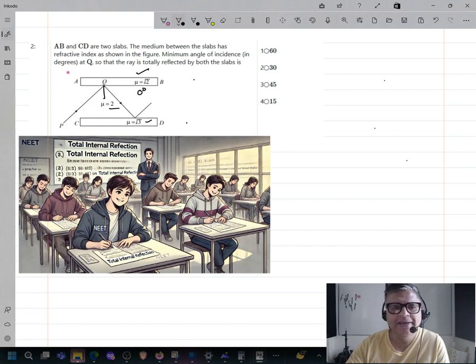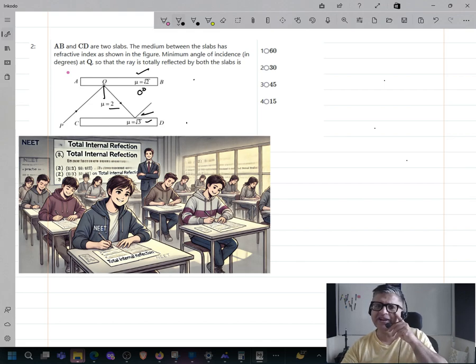So you can see the medium where the ray is has refractive index 2. The slab above is √2, less dense, and the slab below, √3, is also less dense. So total internal reflection will happen, but the question is what is the minimum angle of first strike so that you're also able to get total internal reflection on the second strike, which is here.